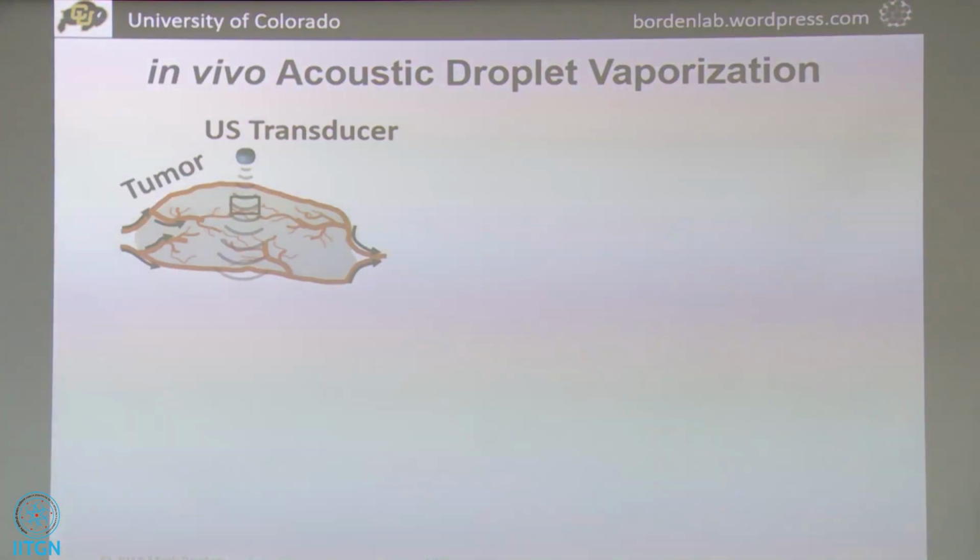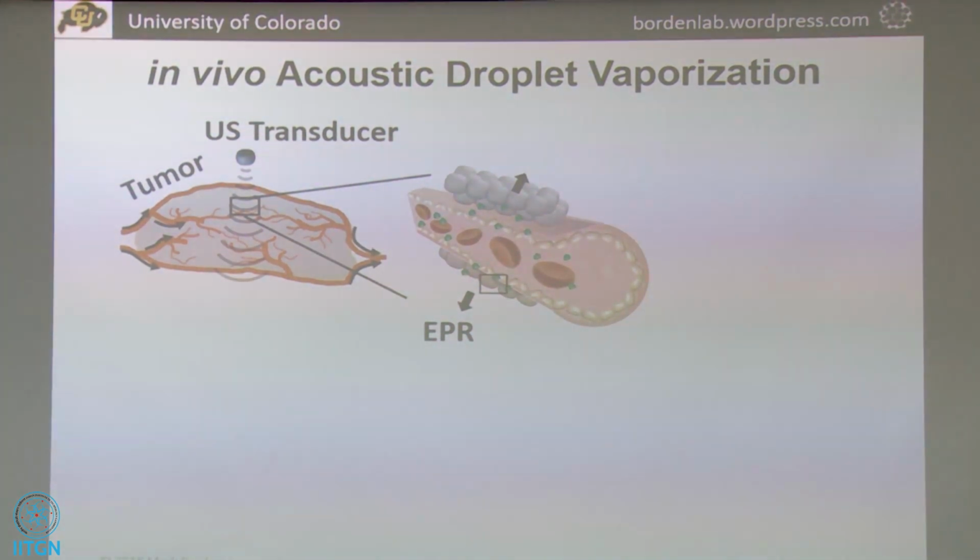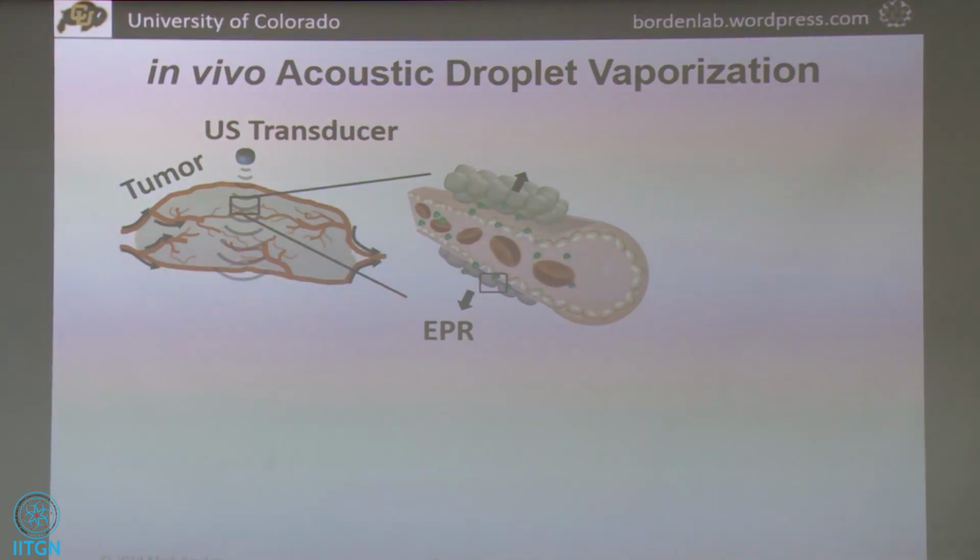Well, there's another method of generating bubbles that can be done in situ. It's called acoustic droplet vaporization. And the concept here is that you have these droplets of liquid, and these liquid droplets are small enough that they can circulate longer, like liposomes in circulation, and they can also have what's called the enhanced permeability and retention effect of leaky vasculature of tumors, taking up into the parenchyma of the tissue.